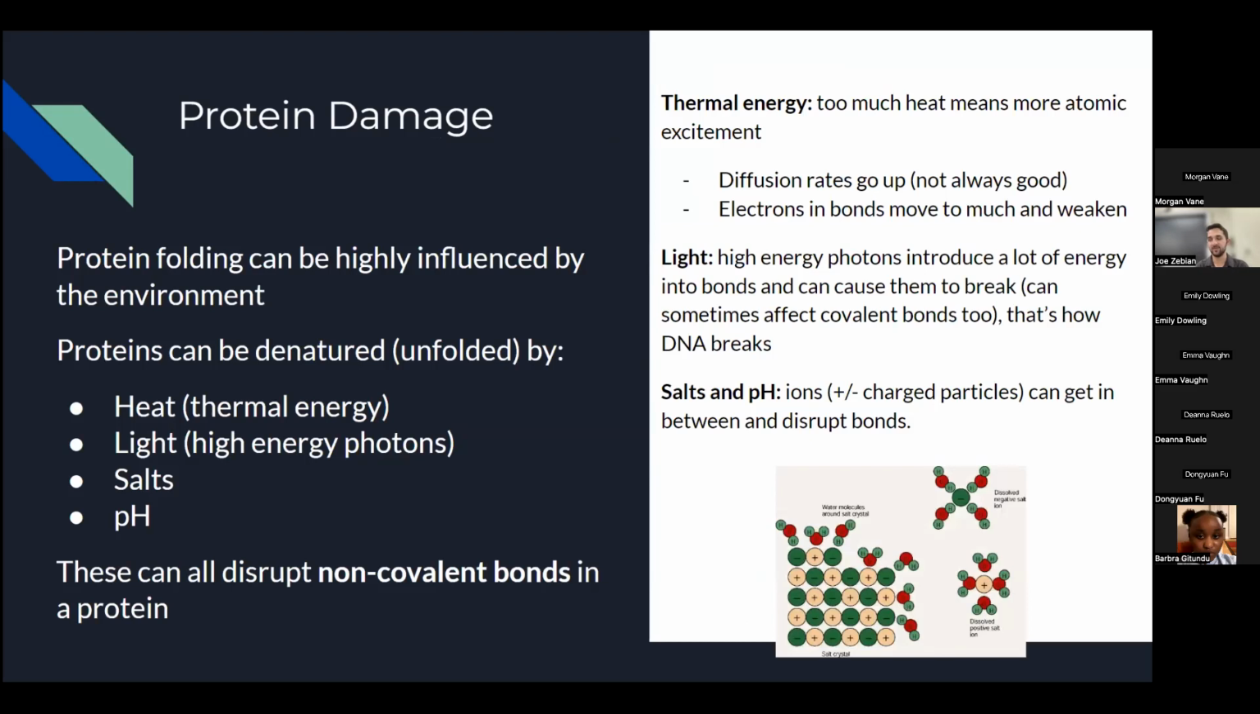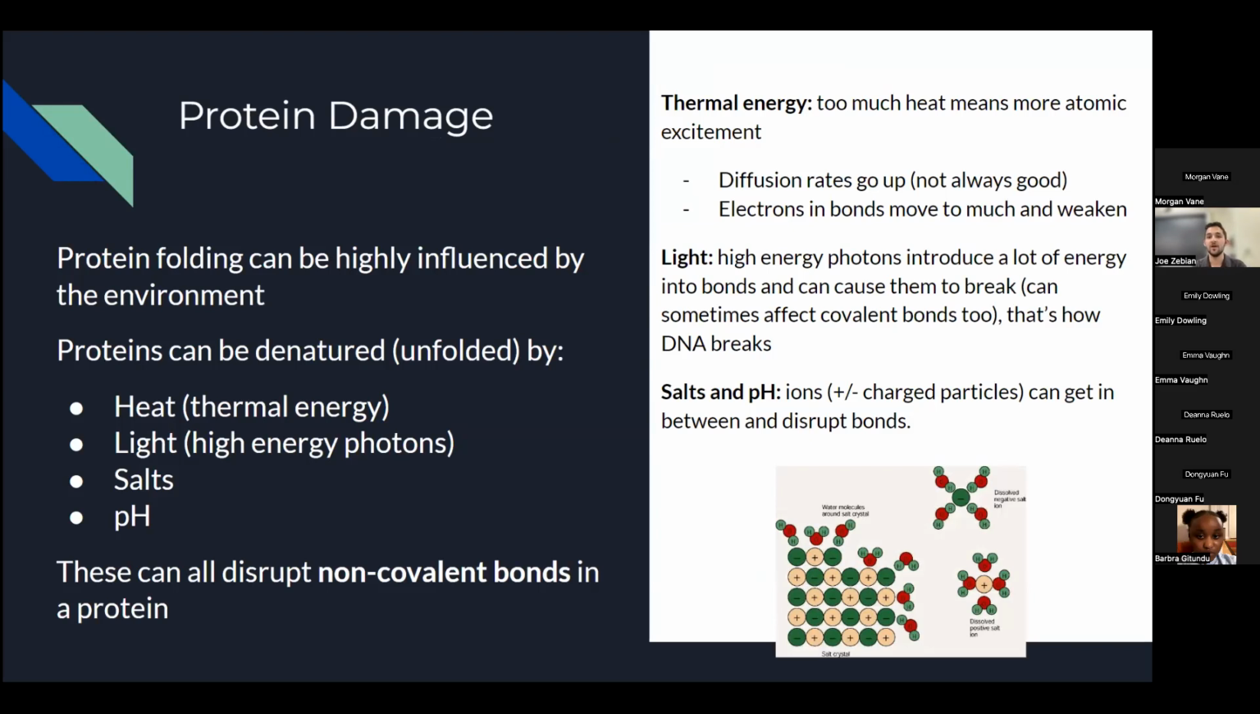And protein damage. I think this might be the last thing in topic 2. So protein folding can be highly influenced by the environment. Things like heat, light, salts, pH. What was the example in class? Detergent. Yeah, detergent can disrupt proteins. These all can disrupt the non-covalent bonds in a protein. And there's a lot of those in a protein. It's not just covalent bonds.